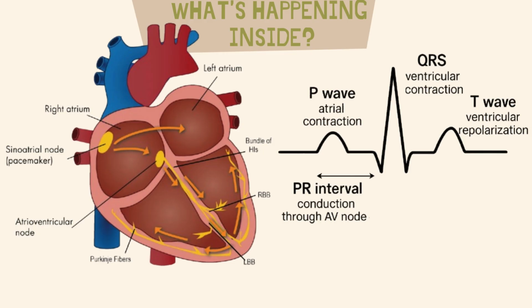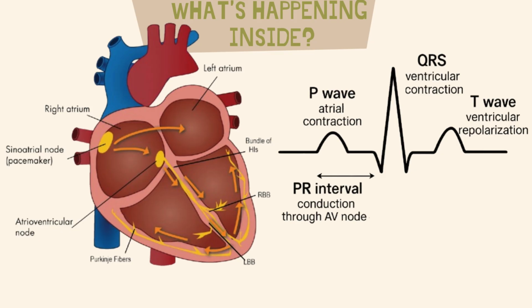After that, the signal travels to the AV node, and the AV node sits at the junction between the atria and the ventricles, and it kind of acts like a bouncer at a club, where it slows the signal down just enough to let the atria finish squeezing before the ventricles take over. This pause with the atrial contraction and the pause in the AV node is our PR interval.